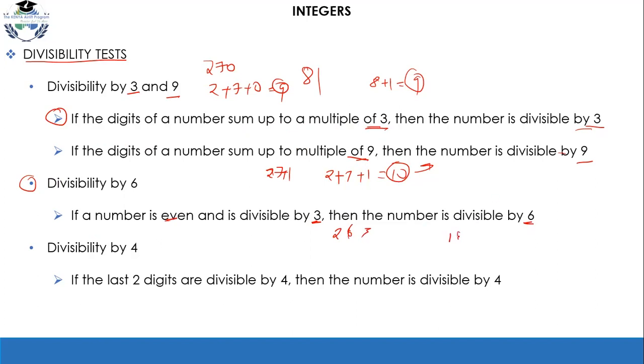A number like 18. 18 is divisible by 2 and it's divisible by 3, so it means it's divisible by 6. We have a number like 27. 27 is divisible by 3, but is not divisible by 2. So this one is not divisible by 6. So it has to be both divisible by 2 and 3. I hope this is very clear for everyone. So if a number is even and is divisible by 3, then the number is divisible by 6.